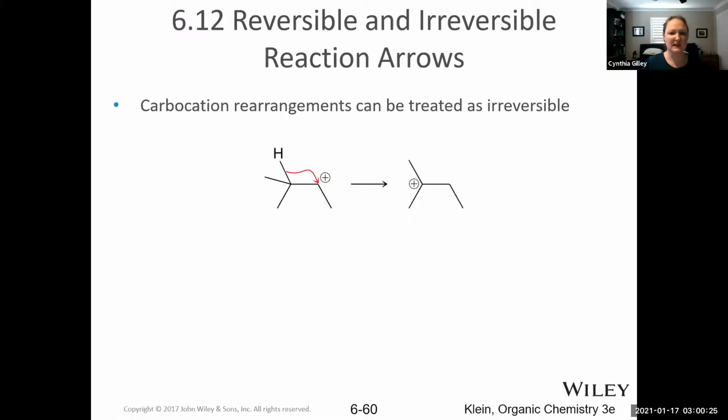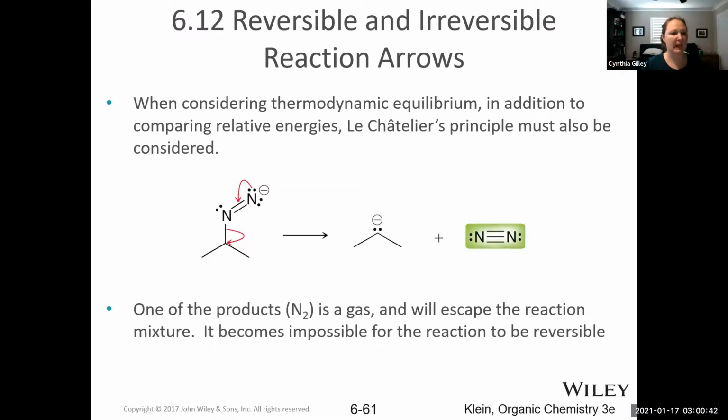Carbocation rearrangements can essentially be treated as irreversible because there's no reason why a more stable carbocation would go back to a less stable carbocation. There's no driving force. It doesn't happen, so we treat them as irreversible.